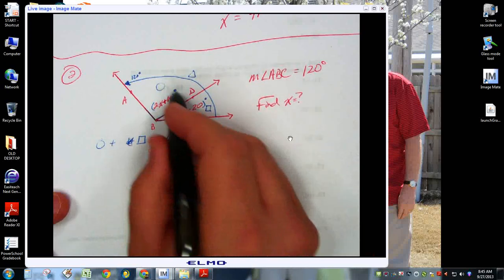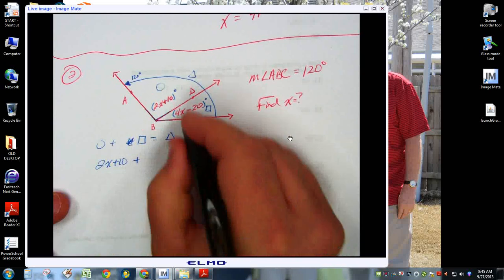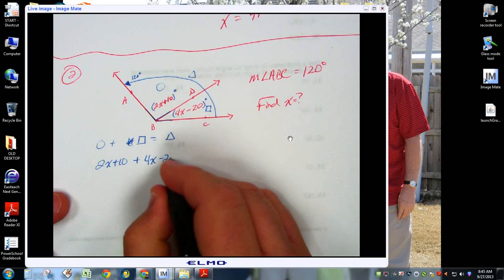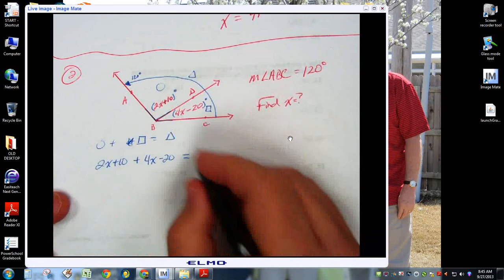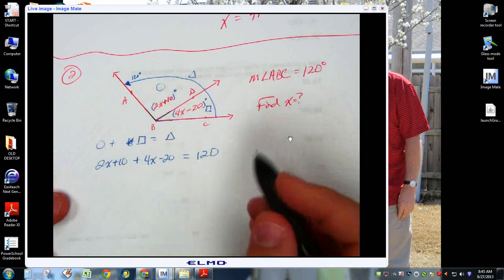What is the measure of this angle? 2x plus 10. Everybody see what I'm saying? Plus 4x minus 20. The two smaller parts should equal the whole big thing, which is 120. You see how that makes sense? The two smaller ones added together should equal the whole.